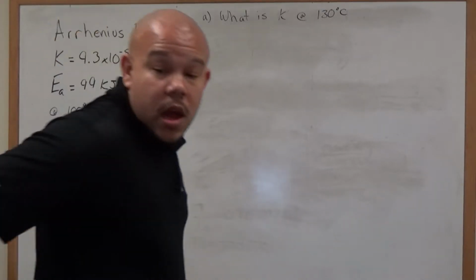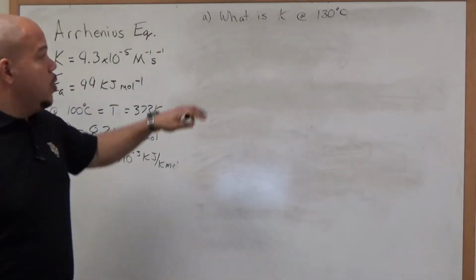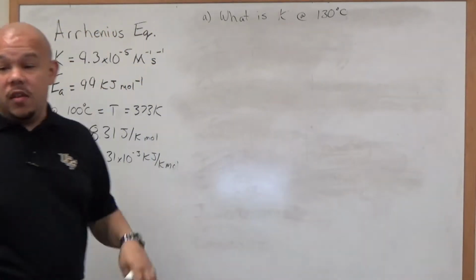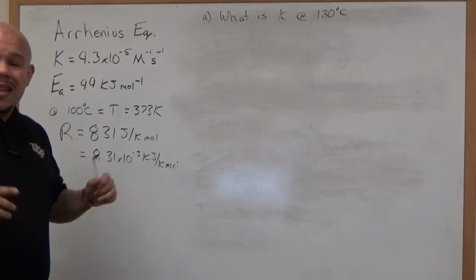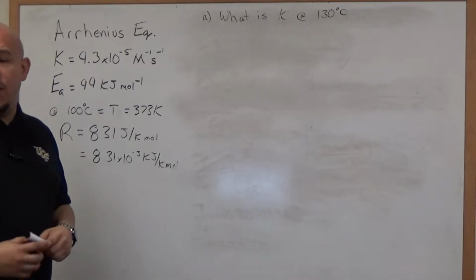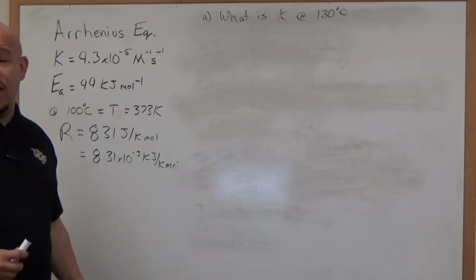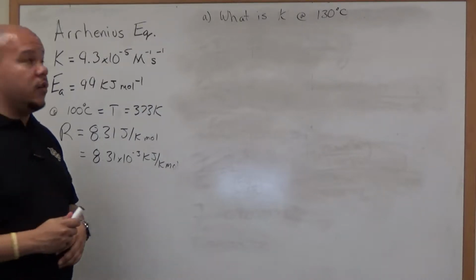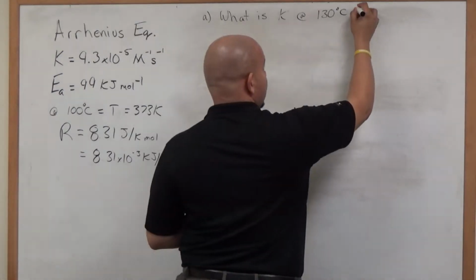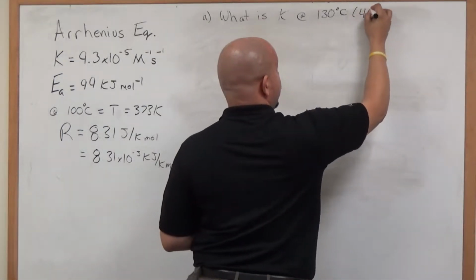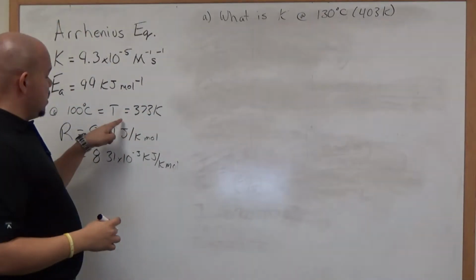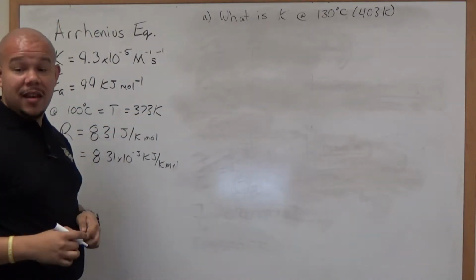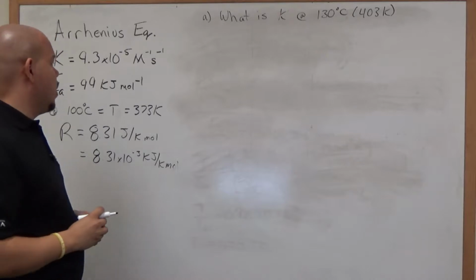Okay, so what we want to do is take a look at what we have. I always like to write down the information that we have, think about the units, and make sure that we are converting if necessary. I like to go ahead and convert temperatures. We need to be working in Kelvin. So this is 403 Kelvin. 100 degrees Celsius is 373 Kelvin. So I like to go ahead and change that.